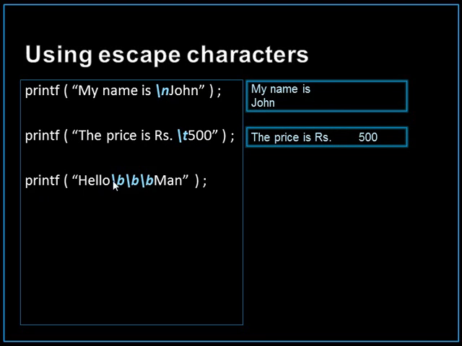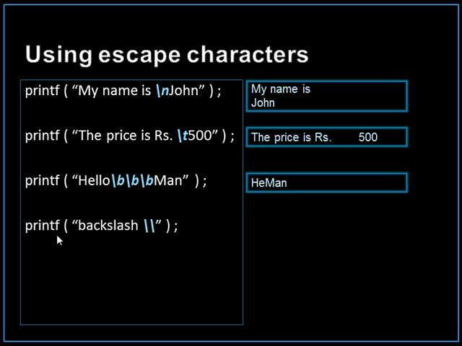Printf hello \b\b\b. Now \b is for backspace. So let's see the output. He, man. So we have hello and then 3 backspaces. So it goes back. It deletes O, deletes L and deletes another L. So he, and then prints man. So the LLO is omitted, and then man is printed in place of that.